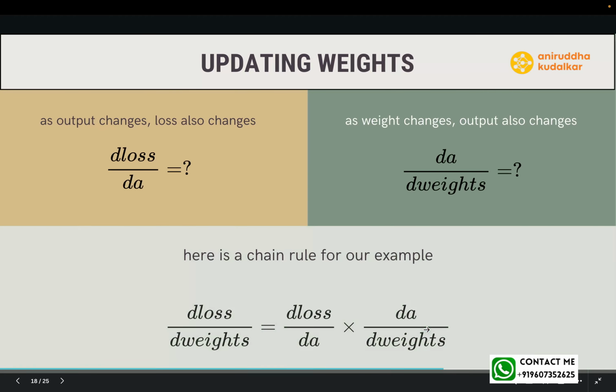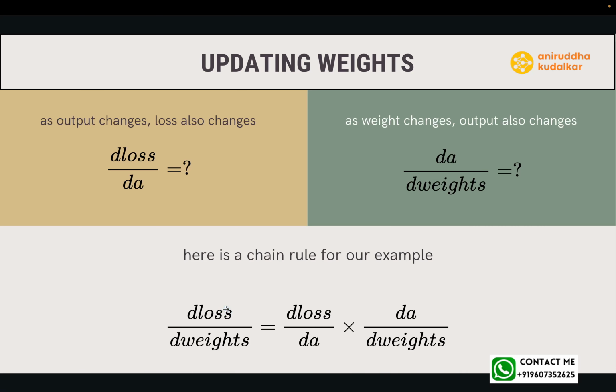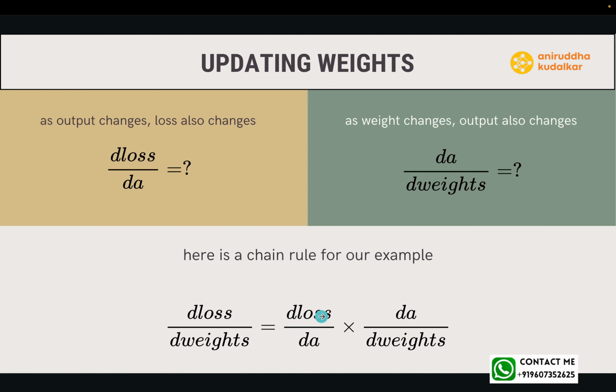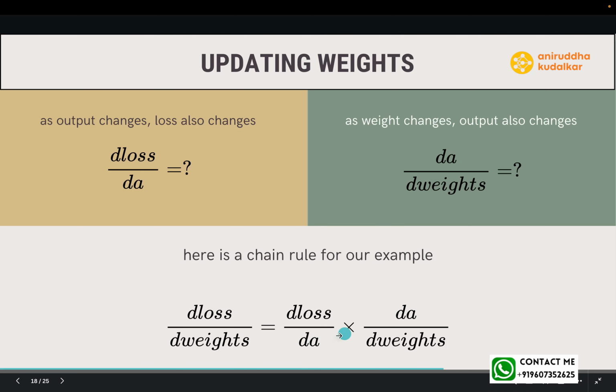So in our terms, the derivative of loss with respect to weights can be calculated by the derivative of loss with respect to the output activation and the derivative of output activation with respect to the weights. If you see here, this dA and this dA get cancelled. They are cancelling over here. You can cancel this dA from here, you can cancel this dA. So what remains? The derivative of loss with respect to weights.